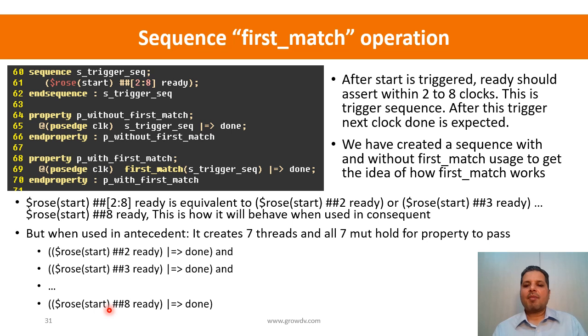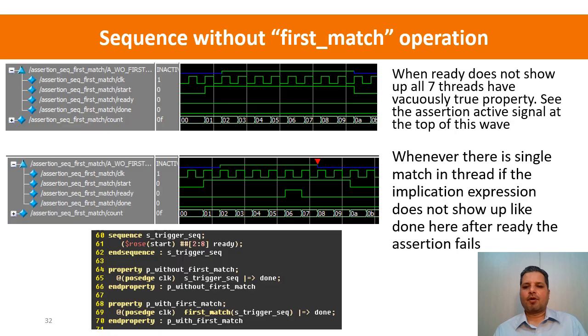Now all of them have to pass in order for the property to pass. That is how it has changed, and that is not what our intent was. Now we will see whether this behavior is visible in the waveforms. Okay, so let's look at the waveform.